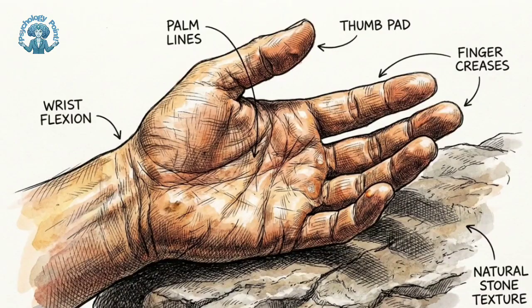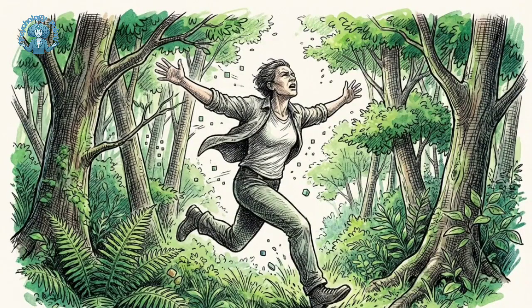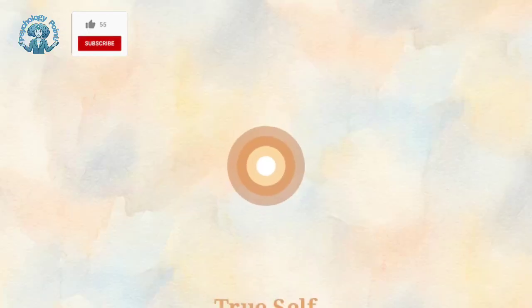The true self is the biological bedrock of identity. It is rooted in spontaneous, authentic experience and the raw sensory perception of simply being alive. Surrounding this core is the false self, a defensive facade.